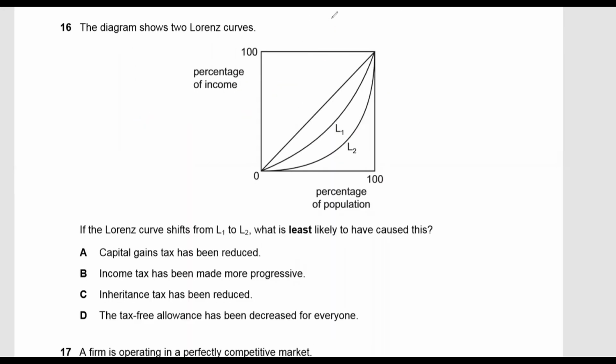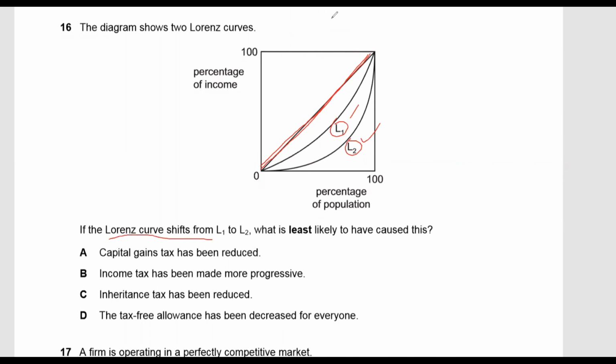Question number 16 says the diagram shows two Lorenz curves. One is L1 and the other one is L2. The concept of the Lorenz curve is that if we go away from the 45-degree line, it means disparities increase, which is the income gap between rich and poor. So keep in mind, L1 shows less disparity and L2 shows greater disparity, and the 45-degree line shows no disparity, which is in reality not possible.